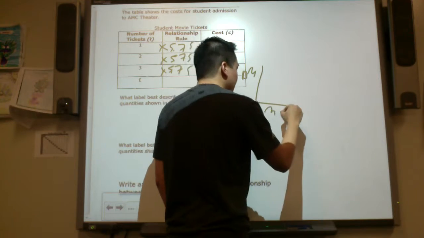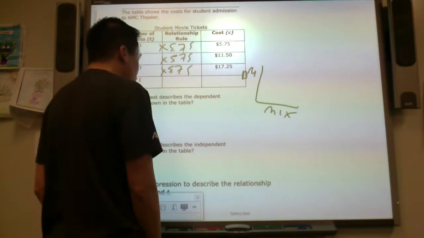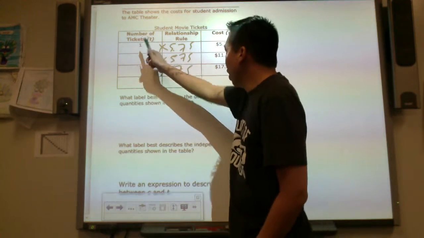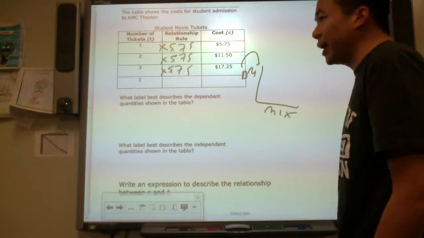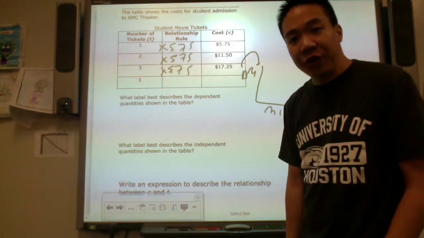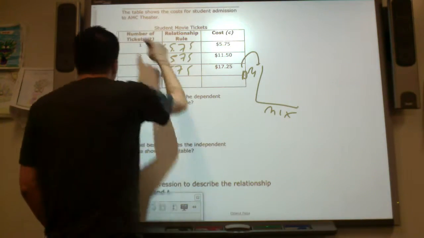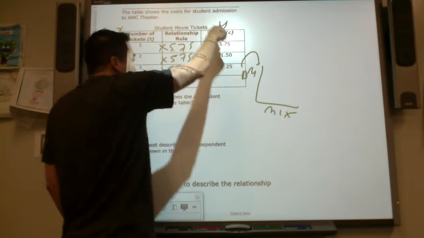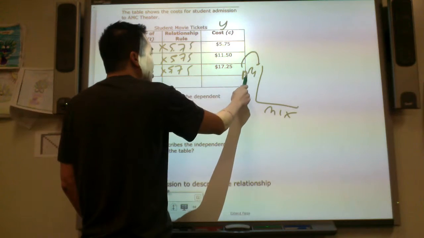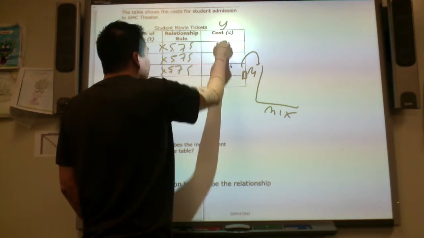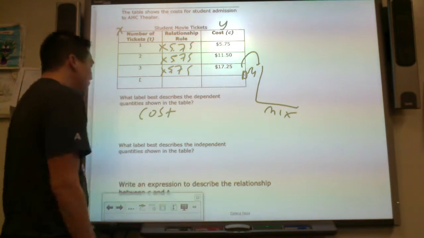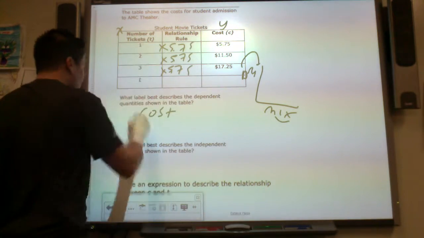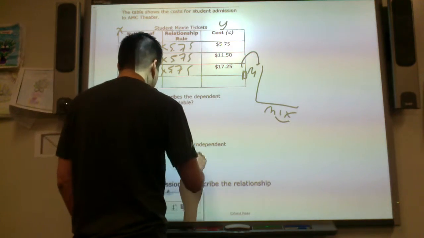DRY MIX. The dependent is the y-axis. Oh, hey, they didn't use x and y. They used a different letter for the variable. But you know what? On a table, this would be the x value, this would be the y value. The input, output. So dependent is the y-axis, so cost. Which label best describes the independent value? Independent is the x, so number of tickets.